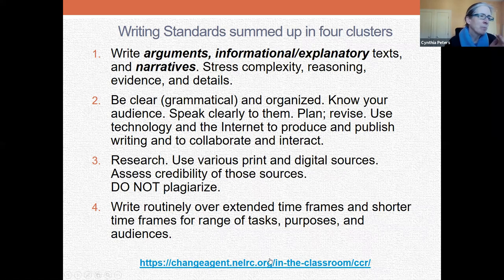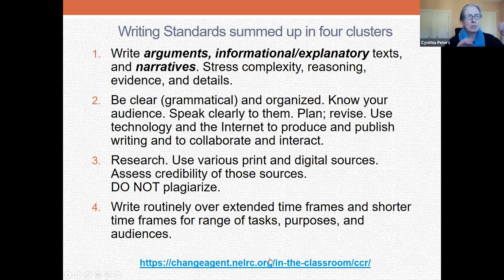And then another important part of those standards is for people to write routinely in different ways, sometimes over extended timeframes, sometimes shorter timeframes, just different kinds of tasks. There are lists that you might need to make. There's an email you might need to send. There's an important, long, well-researched essay that you might need to write. There are different kinds of writing.